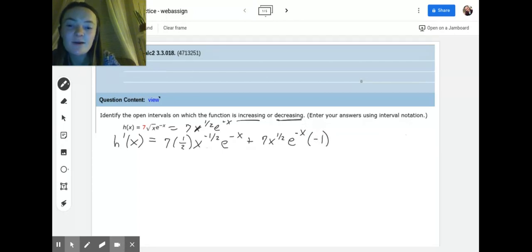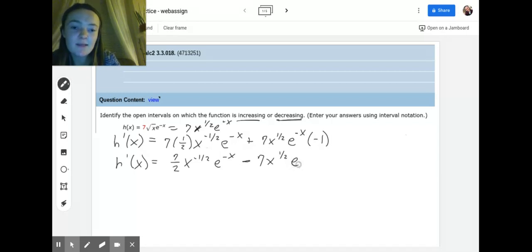I want to know when is this 0 and when is it undefined. All right, so h prime of x is equal to 7 halves x to the negative 1/2 e to the negative x plus 7x to the 1/2. In fact, we won't say plus, we'll say minus e to the negative x. So let's see if there's any common factors that I can take out of this. What I'm seeing is there's a common e to the negative x, so I'm going to take that out.